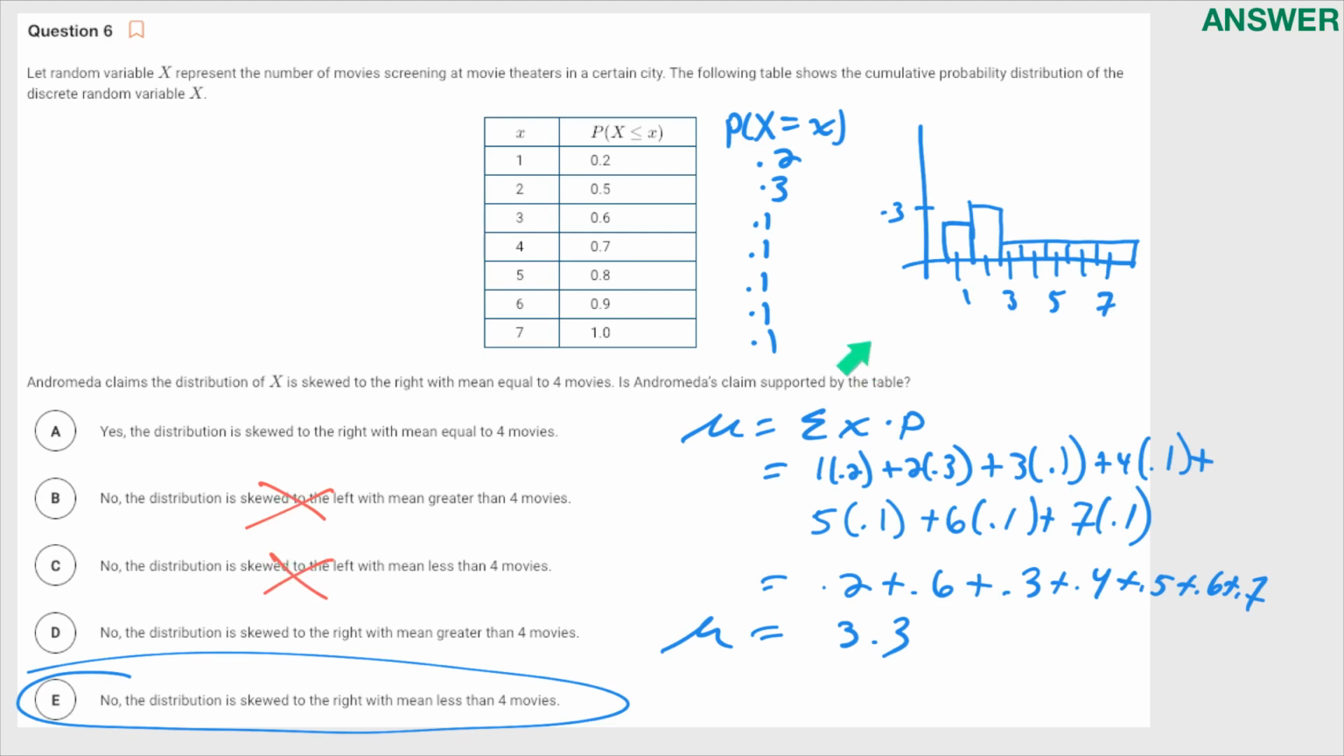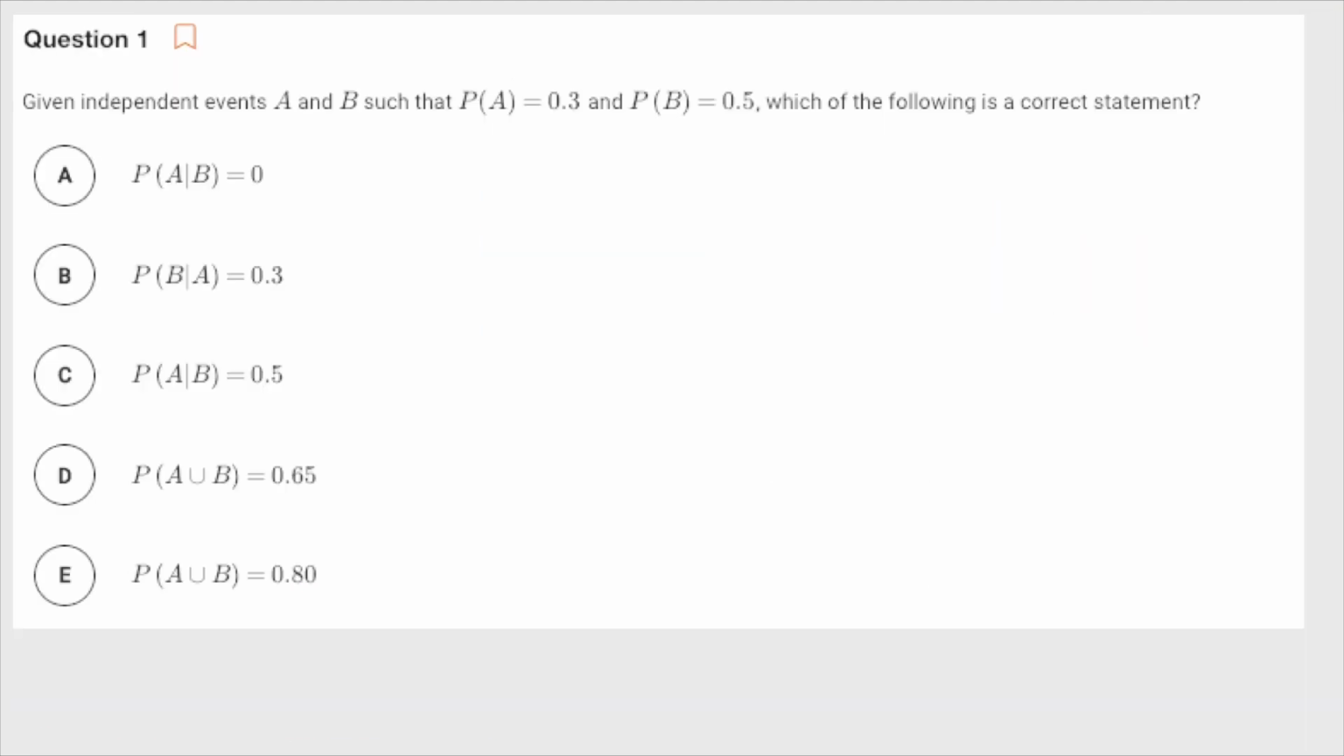And then to find the mean, the formula for the mean of a probability table is a weighted average. Each value times its probability or its weight. 1 times 0.2 plus 2 times 0.3 plus 3 times 0.1, et cetera, produces 3.3. That's slightly less than 4, so the correct answer is E. Skewed right, mean less than 4 movies.